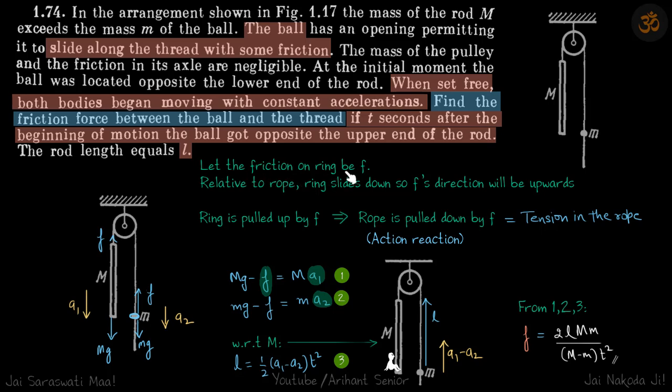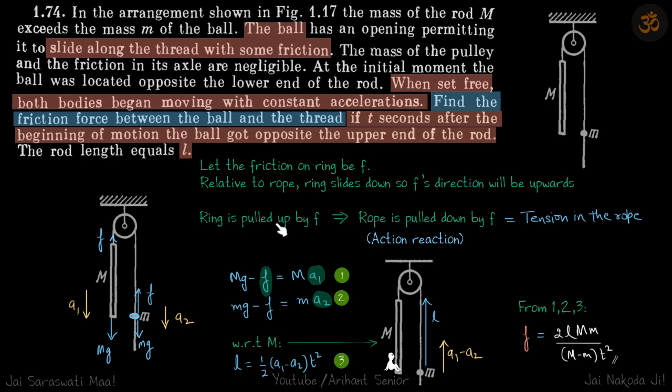So let the friction on ring be F. Now relative to rope, ring slides down. So friction's direction will be upwards, like this. Now frictional force is the only contact force between this mass m and the rope. And mass m is being pulled up with force F, which means the thread is being pulled down with the same force F, right? Action and reaction.